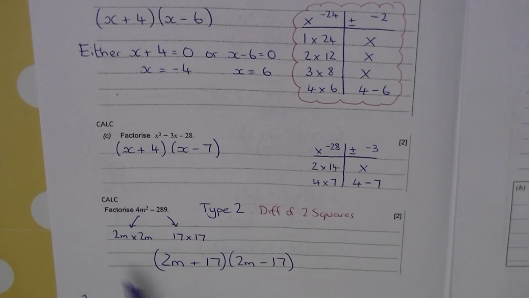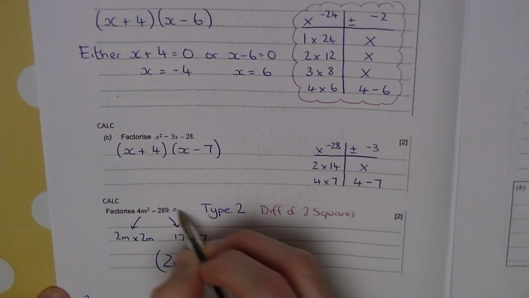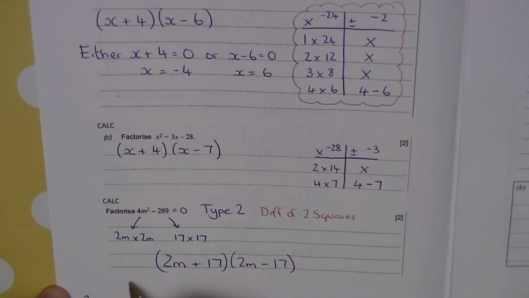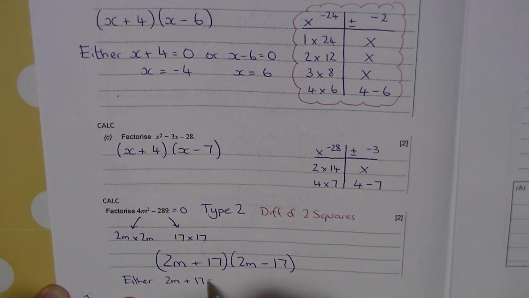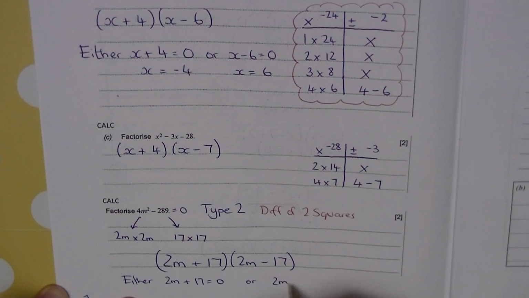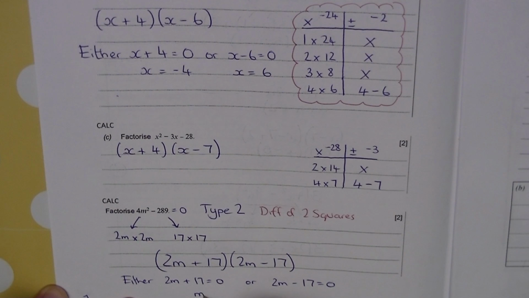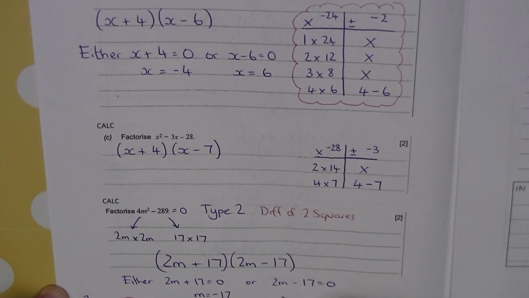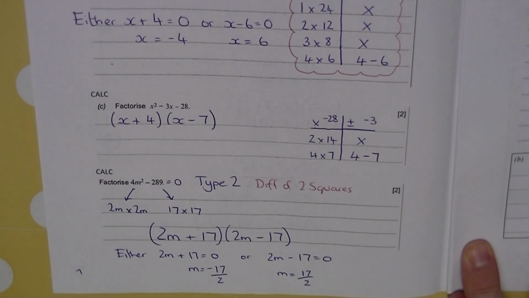Shortcut, first bracket 2m plus 17, second bracket 2m minus 17. Job done, okay? It could have said, and hence solve equals 0. It could have, okay? So I would have had to go through the process of saying either 2m plus 17 equals 0, or 2m minus 17 equals 0, exactly like we've done above. This would give me m is minus 17 over 2, and this would give me m is 17 over 2. And because 2 doesn't divide into 17, you can leave that as is.